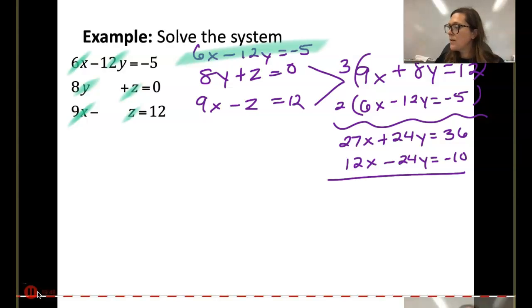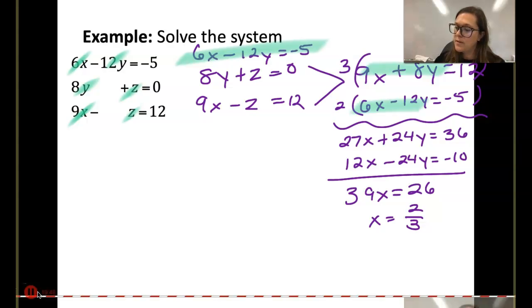27 plus 12 is 39x equals 36 minus 10 is 26. 26 divided by 39 gets us a fraction of 2/3. That's our answer there. Now let's go back into one of our two.